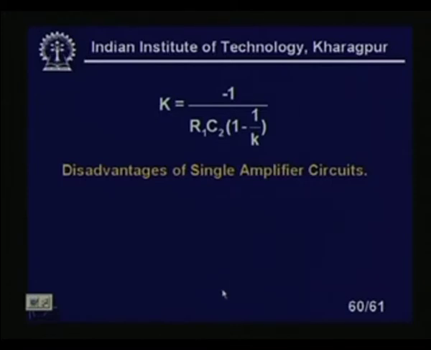Now, what is the disadvantage of the single amplifier structure? One of the problems of the single amplifier structure is that the sensitivities are rather high. If you compare with the state variable structures, the sensitivities will be high. Also, the tuning is very difficult in this type of filter. What is tuning? Let us go back, it will be more clear.